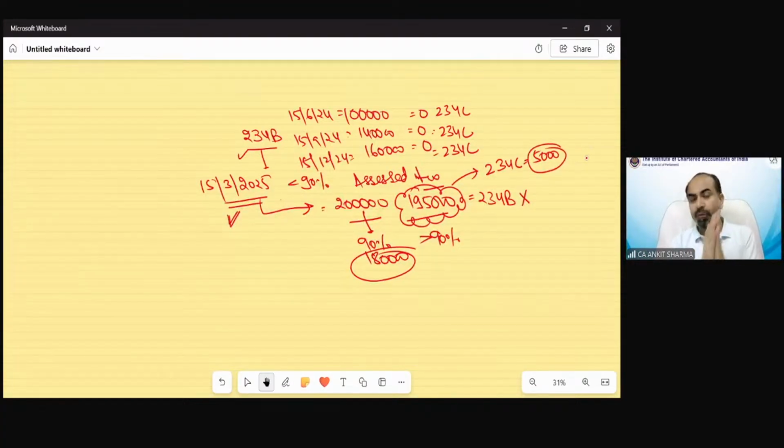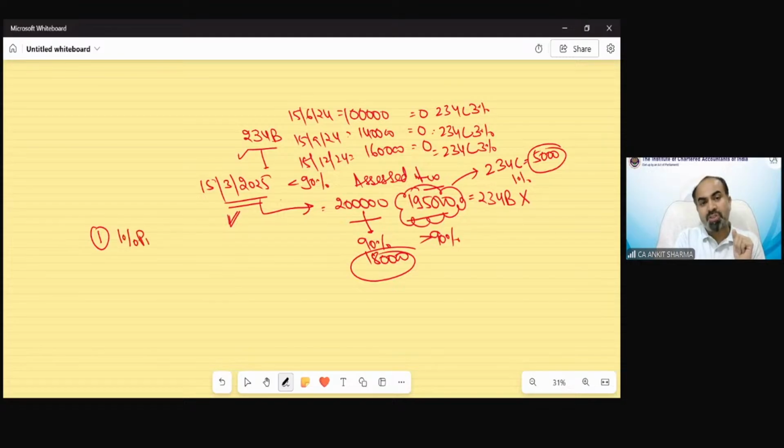So for the purpose of 234B, we just need to focus on the 15th March deposit of advance tax. If it is not less than 90%, then 234B is not applicable. If it is less than 90%, then 234B is applicable. Now the interesting thing is what is the rate of interest under section 234B. For 234C, we know it's 3% on the short amount, 3%, 3%. On the last date, it would be 1%. But for the purpose of 234B, the rate of interest is 1% per month.